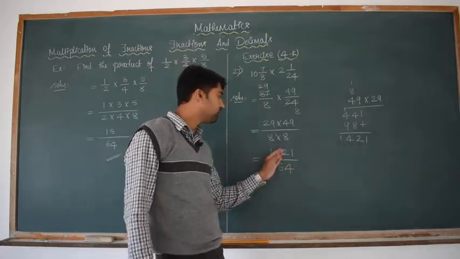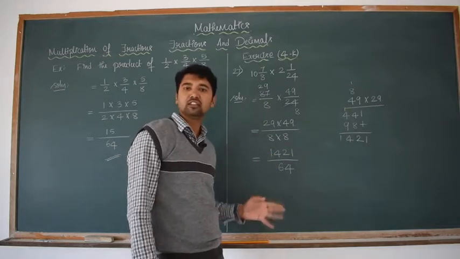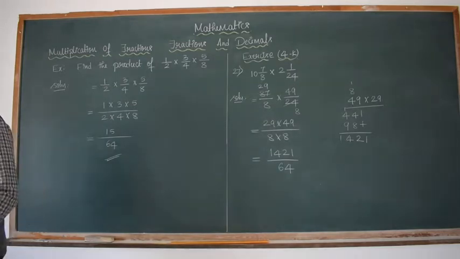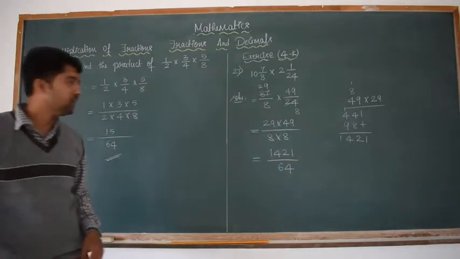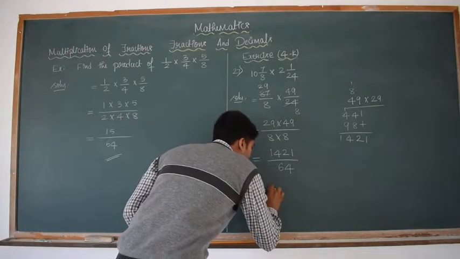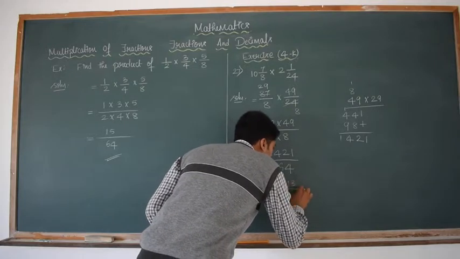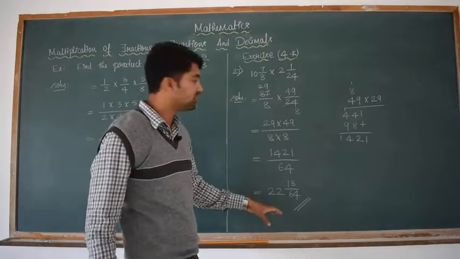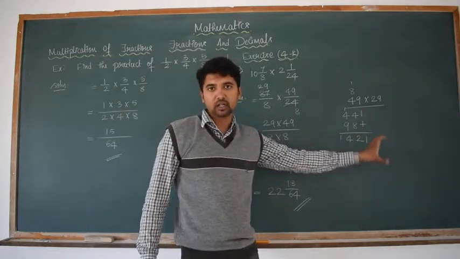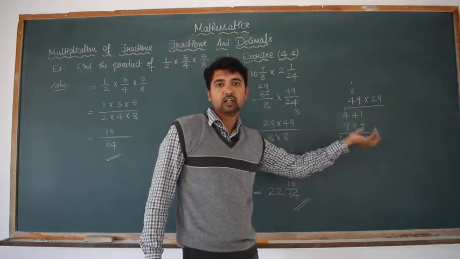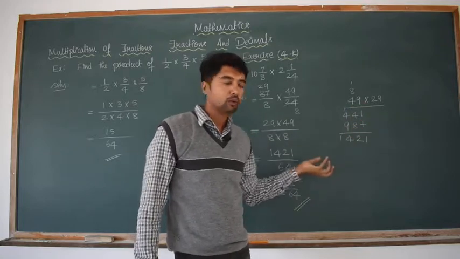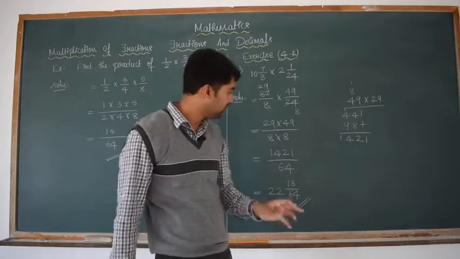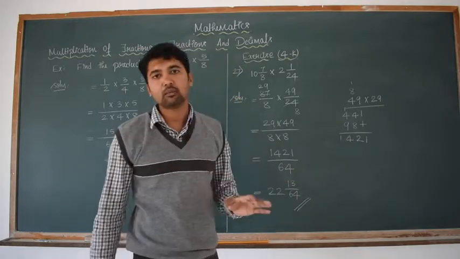Divide it, 1421 by 64, you will get clearly, that is 22 13 by 64. Divide this clearly, as I told you in a previous explanation, the same procedure should be done. What should be the whole number, what should be the numerator, and what should be the denominator. Keep this in mind, the denominator remains the same all the time.